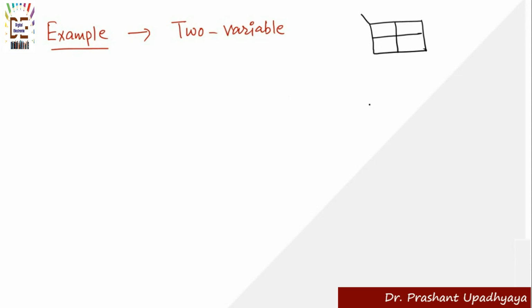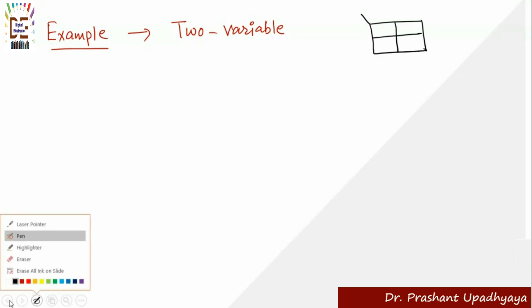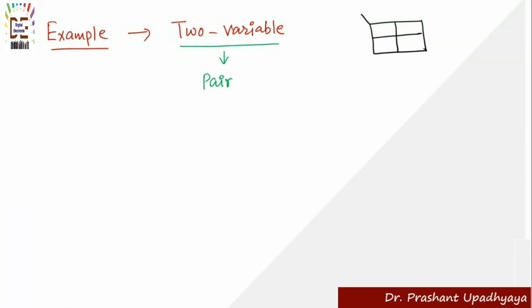So for the maximum pairing in this K-map, we have to make a pair. Whenever we talk about pairing, we can make a pair of 2, 4, or we can make a pairing of 8. How are we going? We are going in powers of 2: 2 raised to power 1, 2 raised to power 2, and so on. Why are we going like this? Because we are dealing with binary. So we have to make a pair.